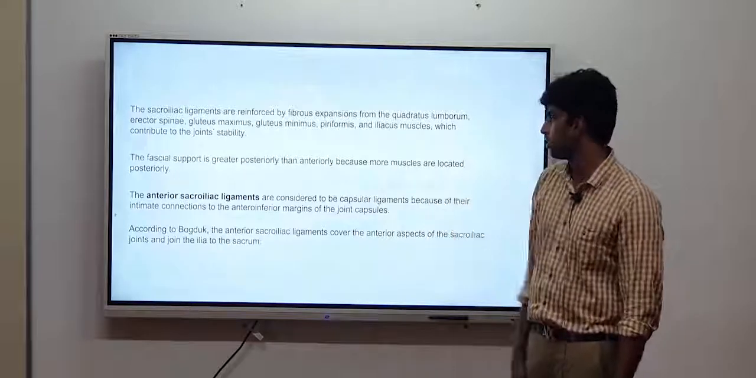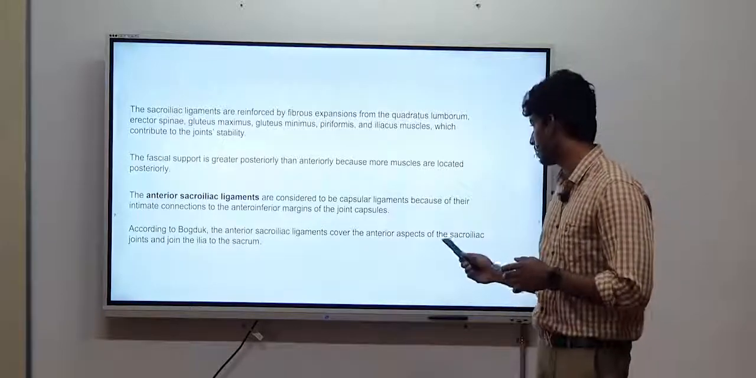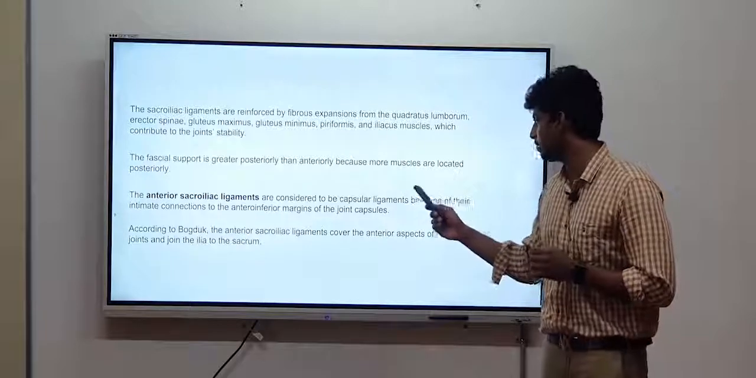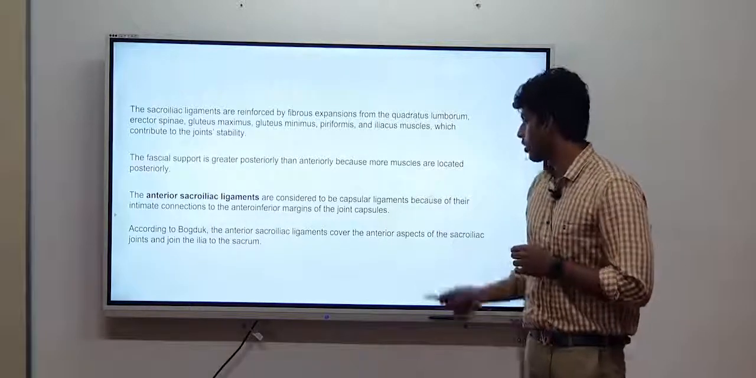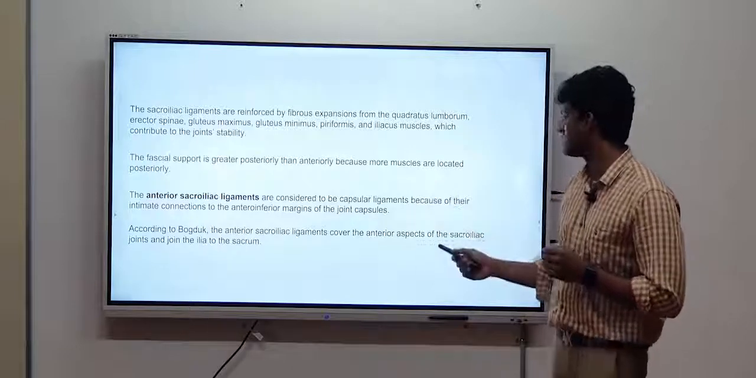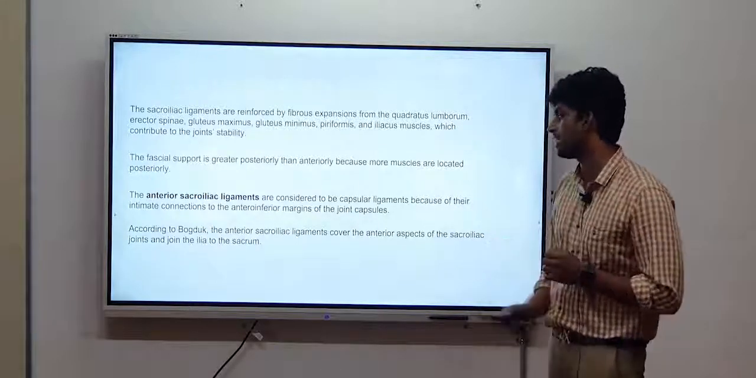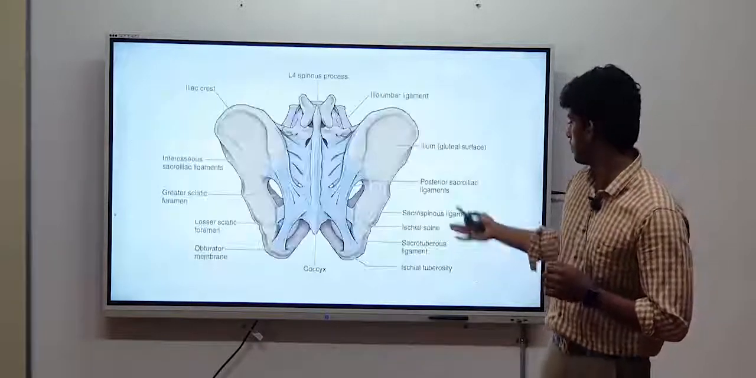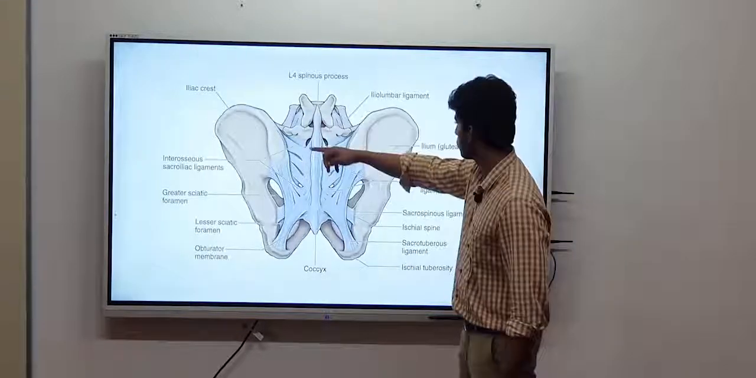So these anterior sacroiliac ligaments are considered to be capsular ligaments because of their intimate connection to the anterior inferior margin of the joint capsules. According to Bogduk, the anterior sacroiliac ligaments cover the anterior aspect of the sacroiliac joint and join the ilia to the sacrum. So these are the ligaments where you will be able to see the L1 spinous process.